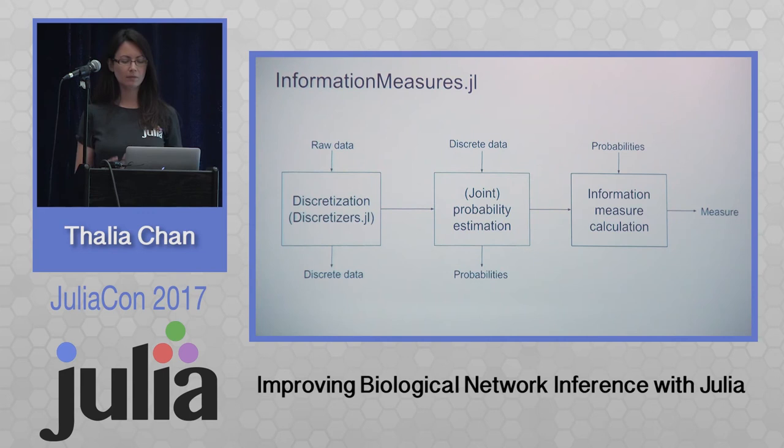There's a certain number of decisions that you make when calculating such measures: how to discretize the data, how to estimate the probability distributions, and of course, which information measure to use. So we included all of these options. We gave it quite a flexible API.